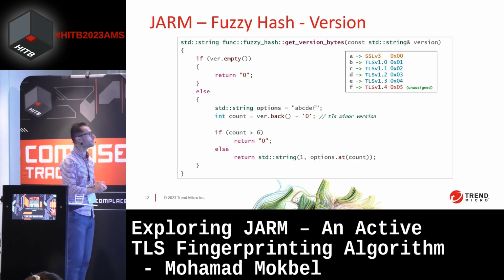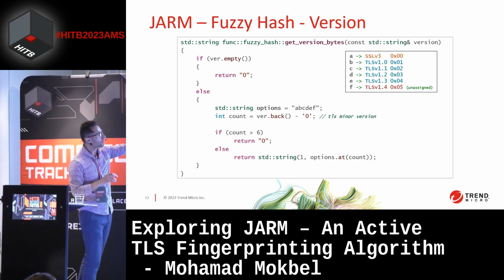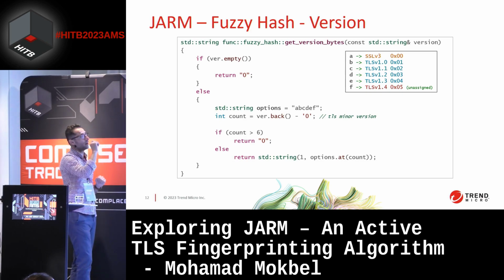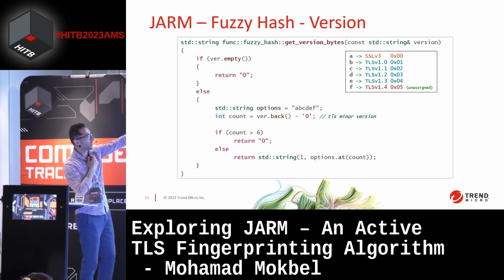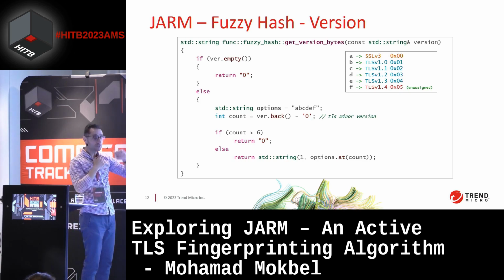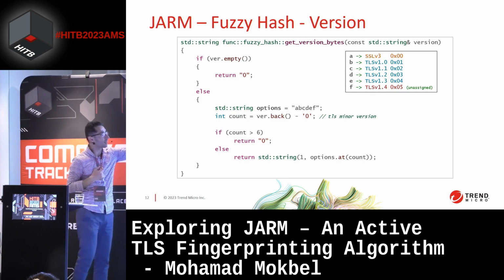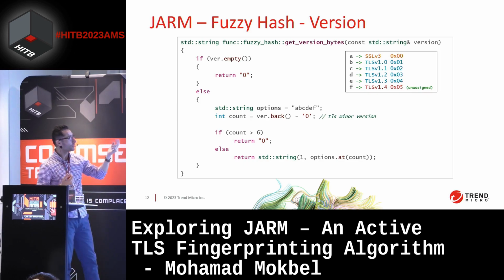Now, the important part. This is what each of those options maps to when you look at the final hash. At every third character in the first 30 characters of the JARM fingerprint, this is what you should be looking at, from A to F. If you see A, this means the server is going to be communicating with you over SSL version 3, right? So A, you see the index 0, it's A. For B, TLS version 1. For C, TLS version 1.1, all the way to E, TLS version 1.3.